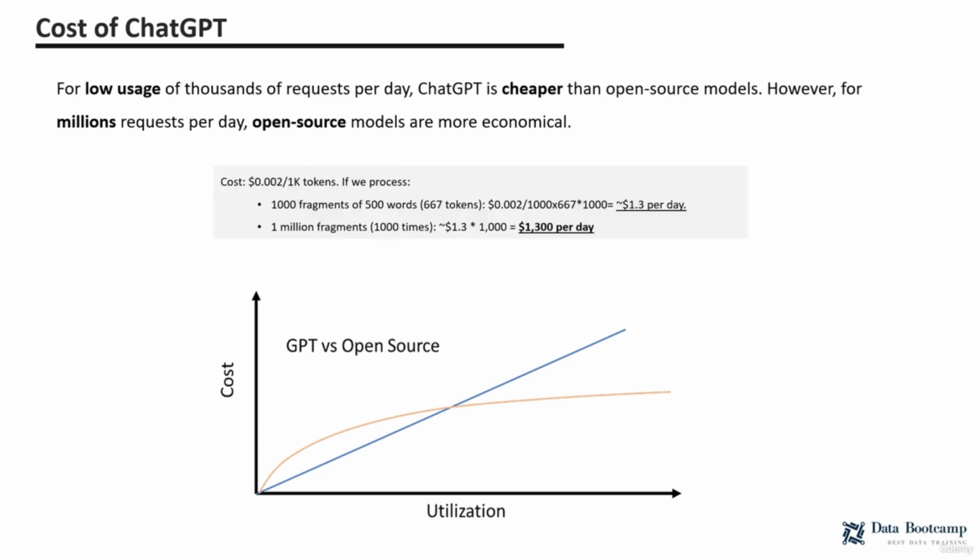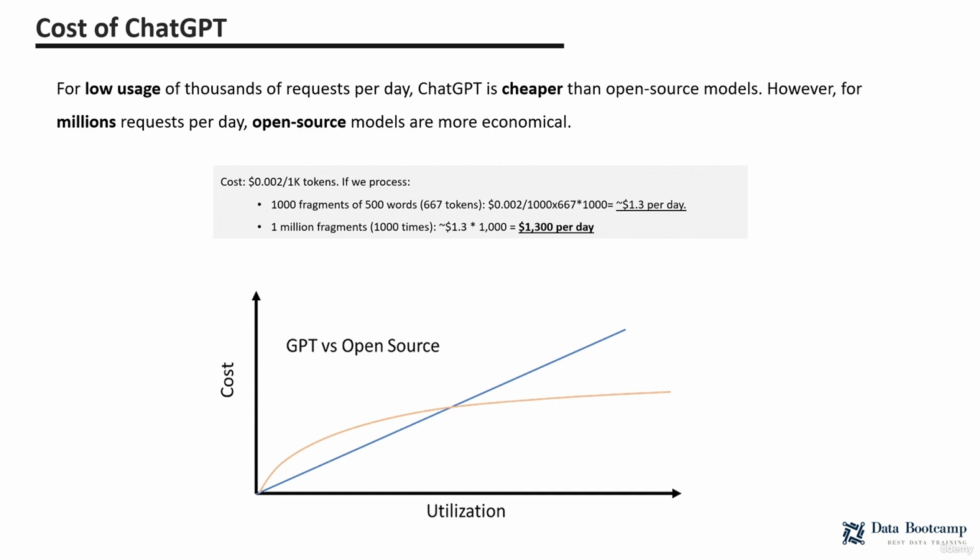Now let's try to put some numbers to the cost of using ChatGPT. As we know, ChatGPT's API is paid and costs approximately 2 cents per 1,000 tokens. Each token roughly corresponds to 3/4 of a word. So, if we process 1,000 small text snippets per day, which would be around 500 words or 667 tokens, the cost would be $1.30 per day.